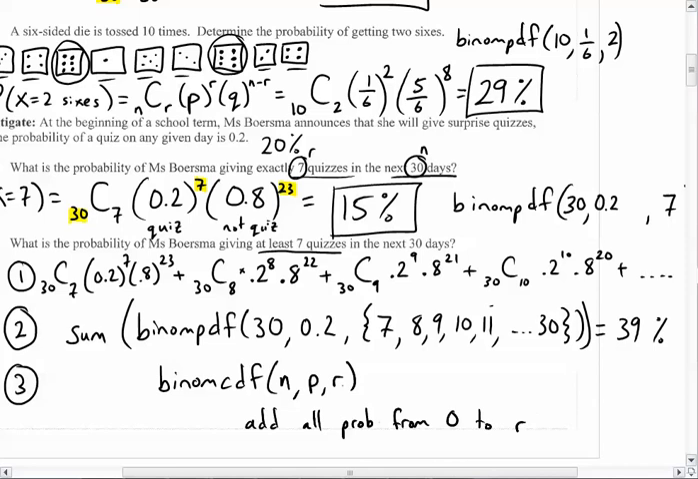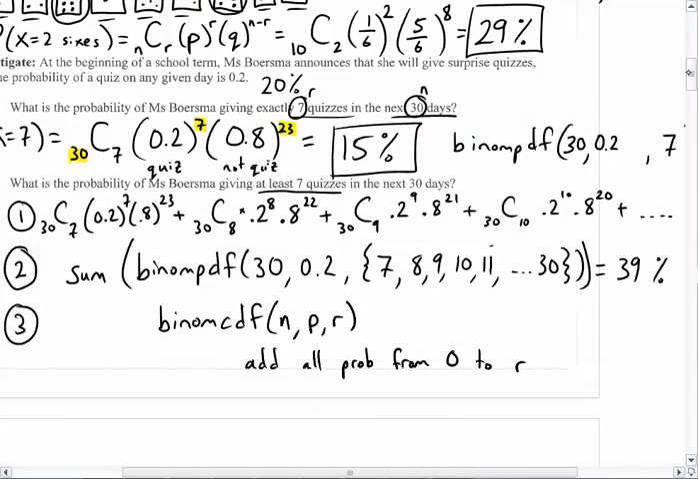This is really nice for finding the chance of having at most 7 quizzes, because it'll add up the chance of 0 quizzes and 1 quiz and 2 quizzes and 3 quizzes all the way up to 7. But it's not very helpful for at least 7 quizzes. If we used this binomial CDF with 30, 0.2 and 7, it would add up all the possibilities from 0 to 7. But we don't want 0 to 7. We want 7 to 30. So we can think backwards and use the complement.